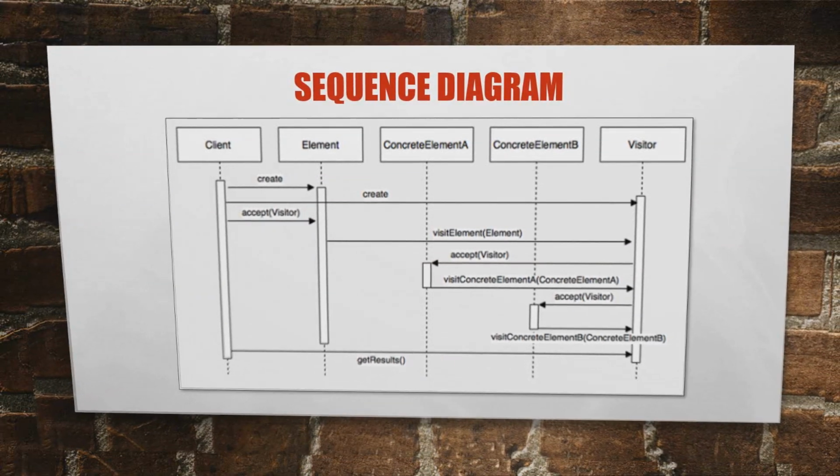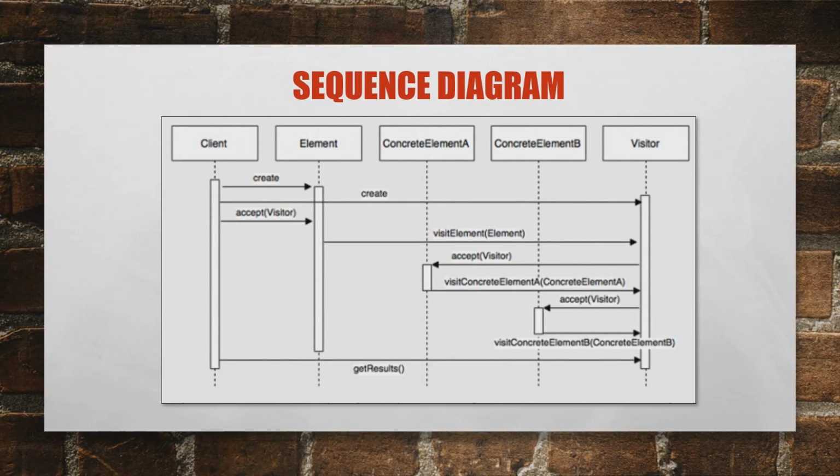Let's take a closer look at the sequence diagram. First, the client creates the structure, also known as an element, and an instance of a visitor. Next, the client executes the accept method of the structure and sends the corresponding visitor. The element tells the visitor which method must be used in order for that element to be processed. Therefore, the visitor must have a method for each class type included in its definition.